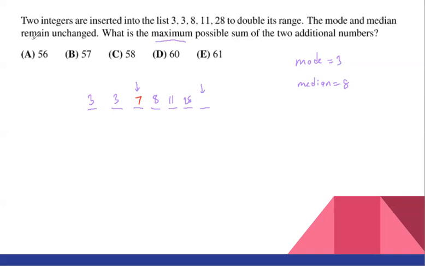And we have actually been given another piece of information, right? It says when you insert those two numbers, the range will double. Right now, the range was 28 minus 3, which is 25, before inserting any two additional numbers. If you double this number, that will be 50. So to get the 50 range, this is 3, that means this one has to be 53, and that is actually our largest possible number. So our sum of those two numbers we just added is 60. And there's no way to get 61, so that is why this is going to be our largest number.